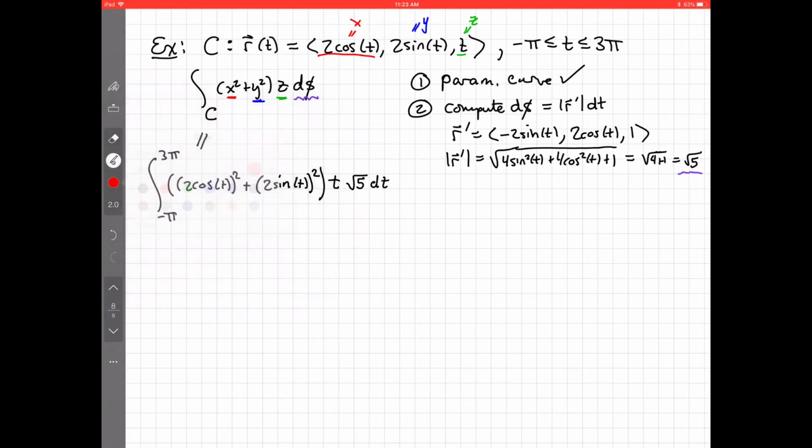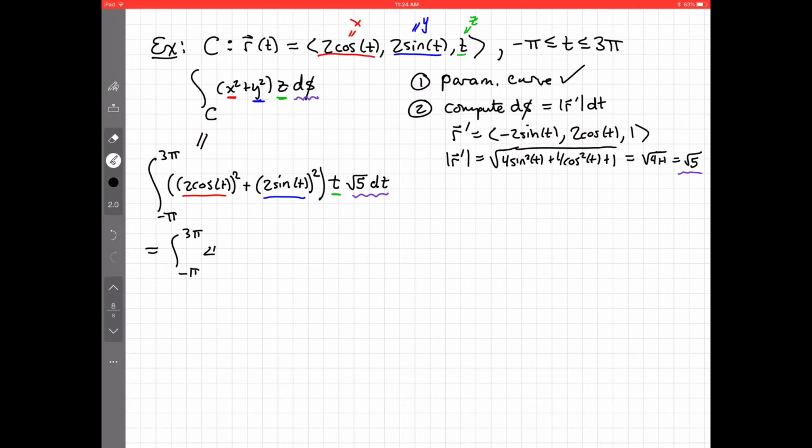So again, we'll make these colors match up. So we have x was 2 cosine t, here's x quantity squared. And then y was 2 sine t, we have y squared, so here's y squared right there. And then z is t. There's our z, replaced by t. And then finally, we had our ds, which we calculated to be square root of 5 dt. There it is, right there. All right, now it's just a matter of cleaning things up and calculating. So this is the integral from negative pi to 3 pi. Notice that we have a cosine squared plus sine squared, which is 1.